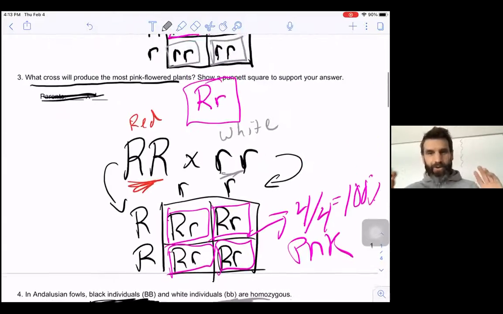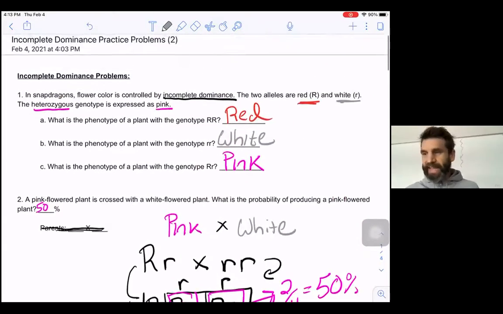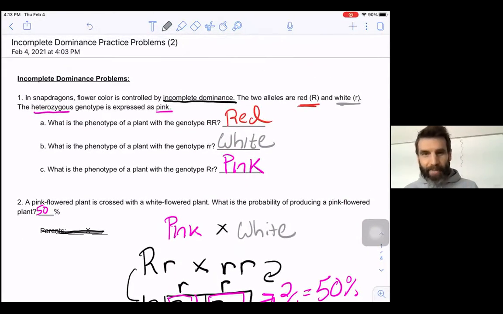I think if you understand the basics of the monohybrid cross, the monohybrid cross with complete dominance, that's what we originally started with, that this here, this incomplete dominance, I think is going to be pretty easy for you to see, and it makes the problems a little bit more fun.